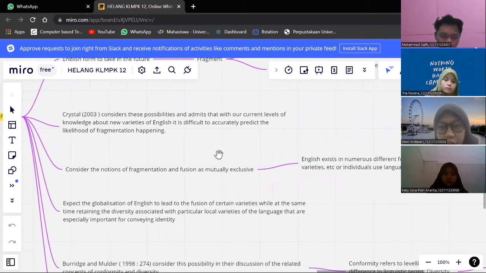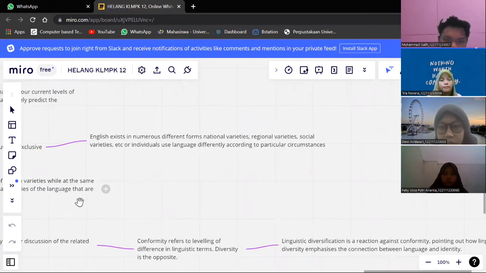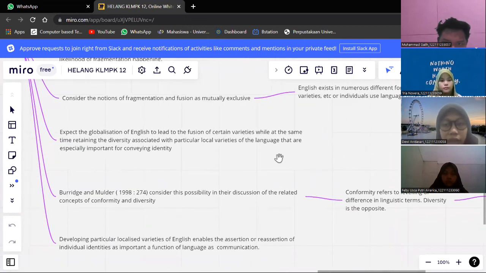The next argument, from Crystal, 2003, considers these possibilities and admits that with our current levels of knowledge about new varieties of English, it is difficult to accurately predict the likelihood of fragmentation happening. We also need to consider the notion of fragmentation and fusion as not mutually exclusive. English exists in numerous different forms: national varieties, regional varieties, social varieties, etc. It is also the case that individuals use language differently according to particular circumstances. The language we use at work or in the classroom may be very different from the language we use when we go out with friends.